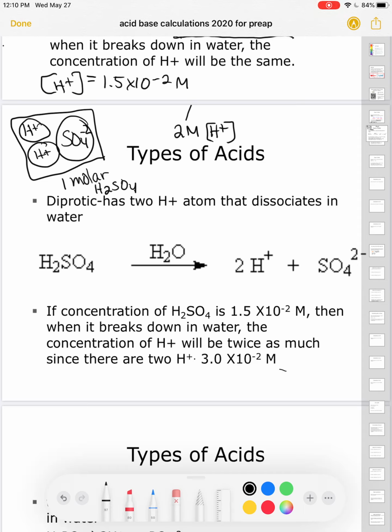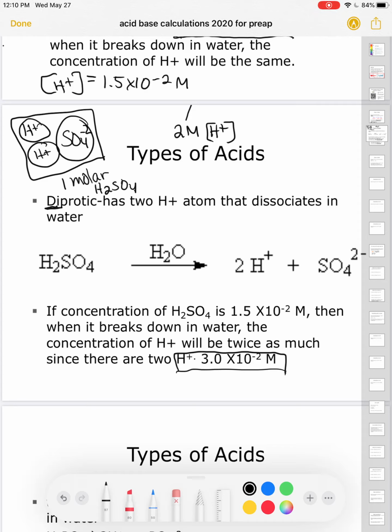So since there are 2 H's, if you have a 1.5 times 10 to the negative 2 molar solution of sulfuric acid, you get twice as much. So the concentration of H plus is not equal like it was in hydrochloric acid. It will actually be twice as much.